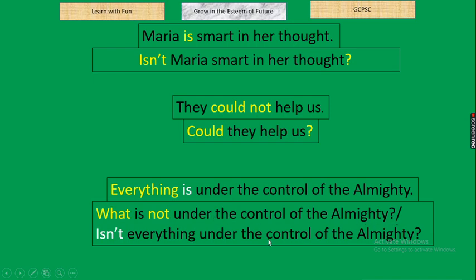There is an alternative of it. As there is, we can take isn't: isn't everything under the control of the Almighty? But the first one will get priority. We'll choose this one. This one is rarely used. So in case of everything, what plus negative. If there is is, there will be is not. If there is was, there would be was not. If there is will, there will be will not. So the rule is, in case of everything, we will take what plus negative.